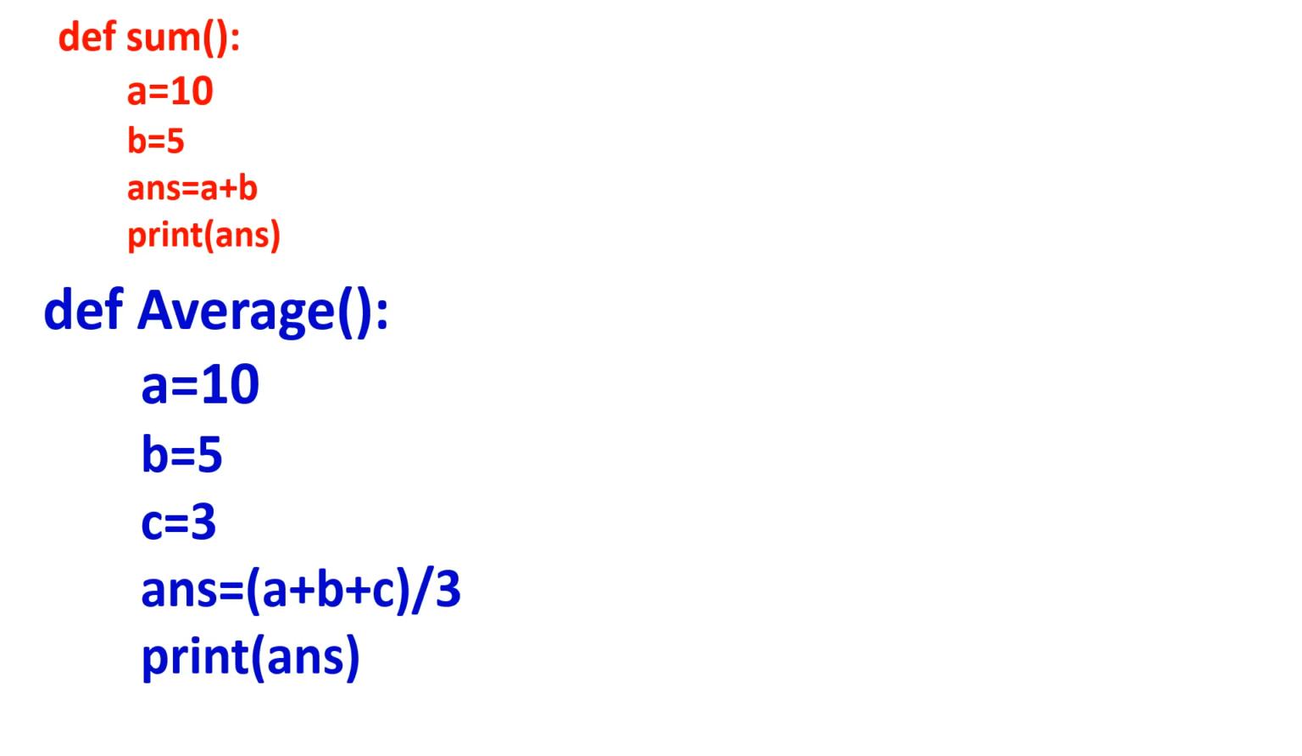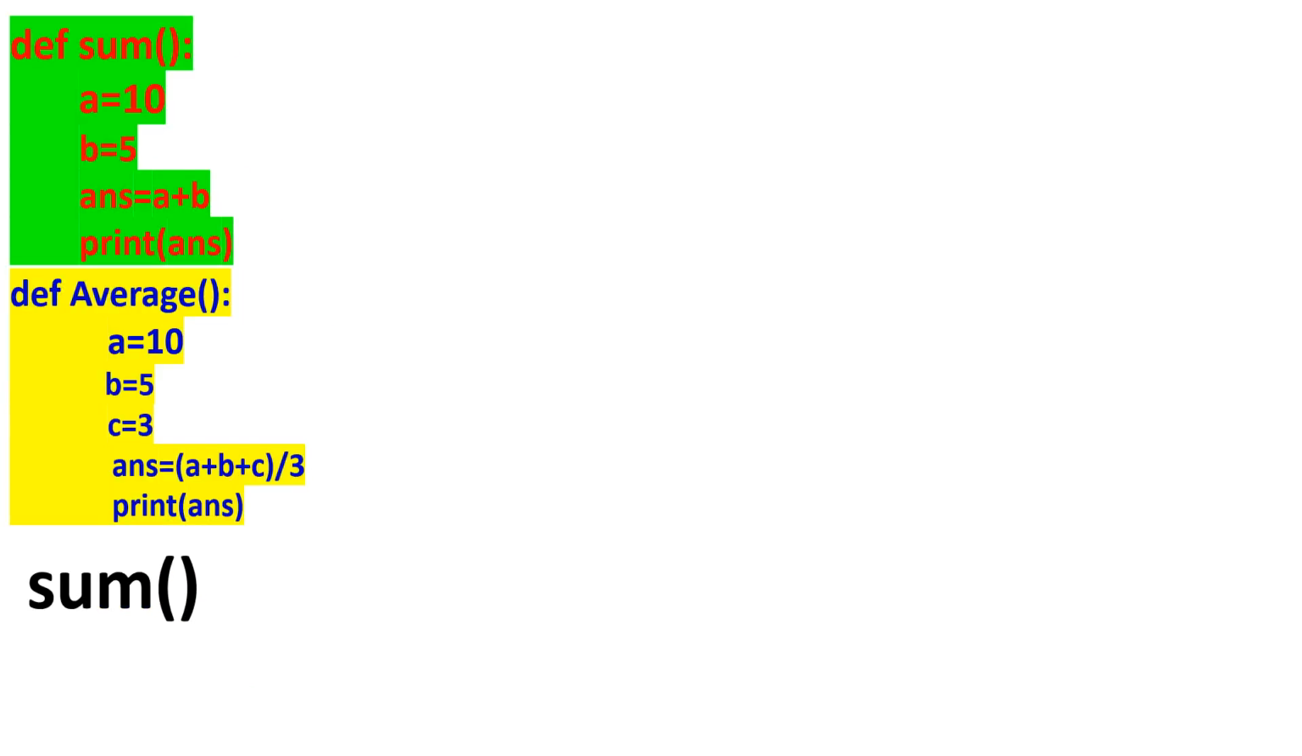So in this way we have created two functions. Now we will learn how to use these functions, because when we run this program, no output will come because we have not called these functions. If we want to use these functions, we have to write calling statements like this: sum with round brackets. This is a calling statement.